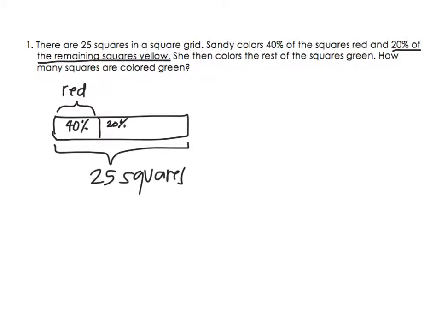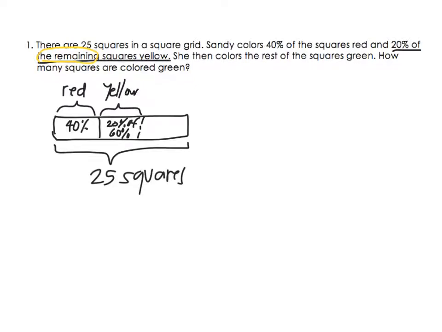Now we can label the portion that shows 20% of the remaining squares as yellow. But we have to label it carefully because it talks about the remaining squares. So to be very accurate, we have to label it as 20% of 60% and then mark it properly. And that's yellow.